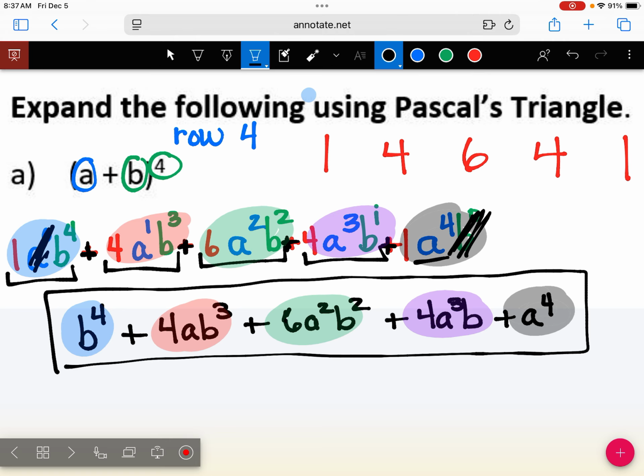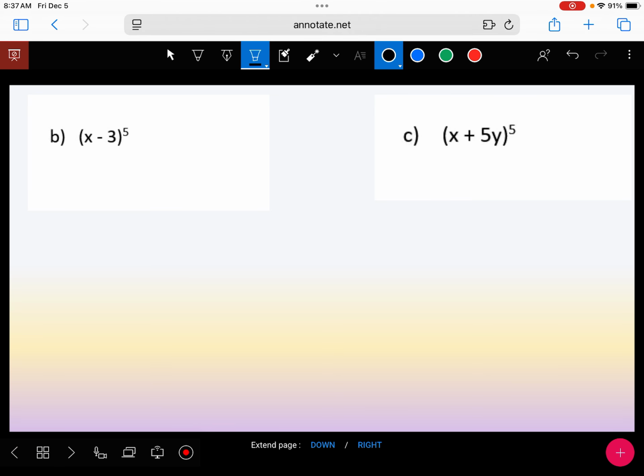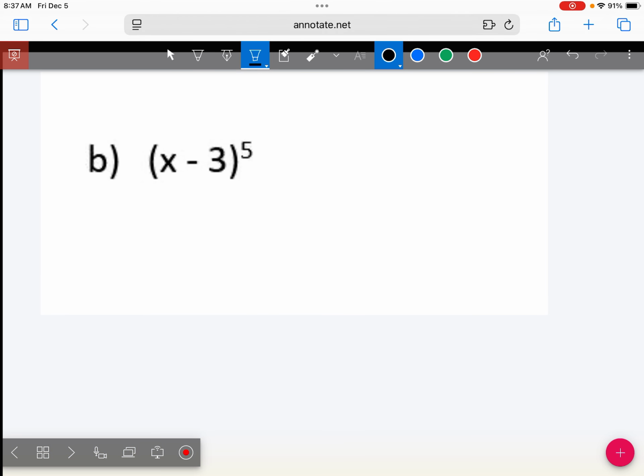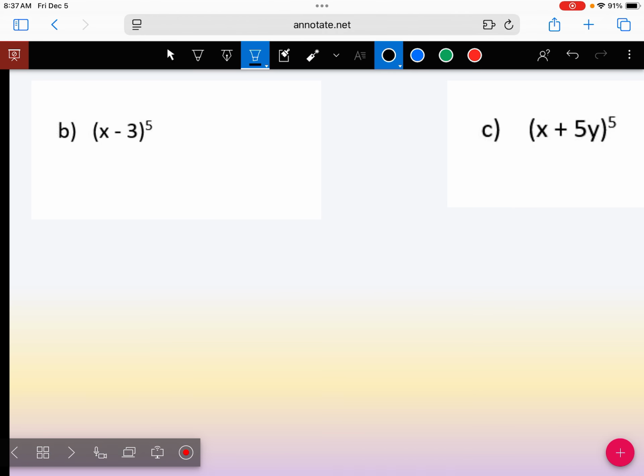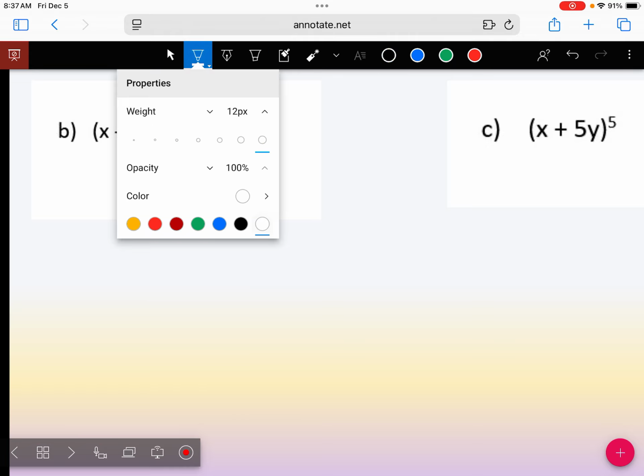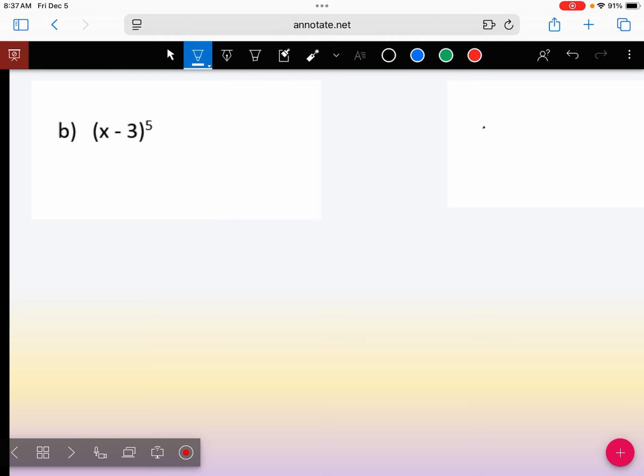You ready to do another one? Let's go. Let's look at question B. So now we got row 5. I'm going to have to erase this because I'm not going to be able to fit 2 of them on one page. Okay, so row 5.